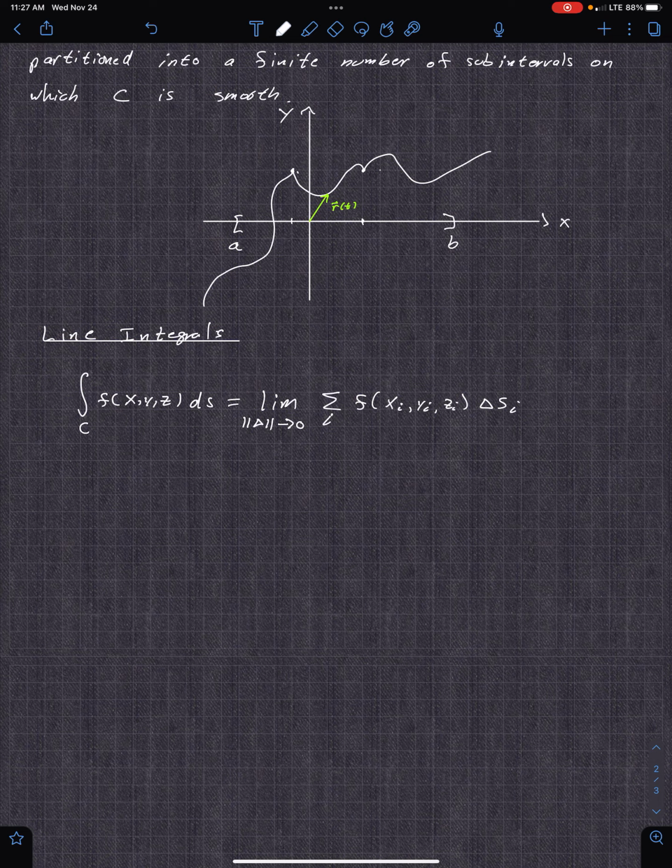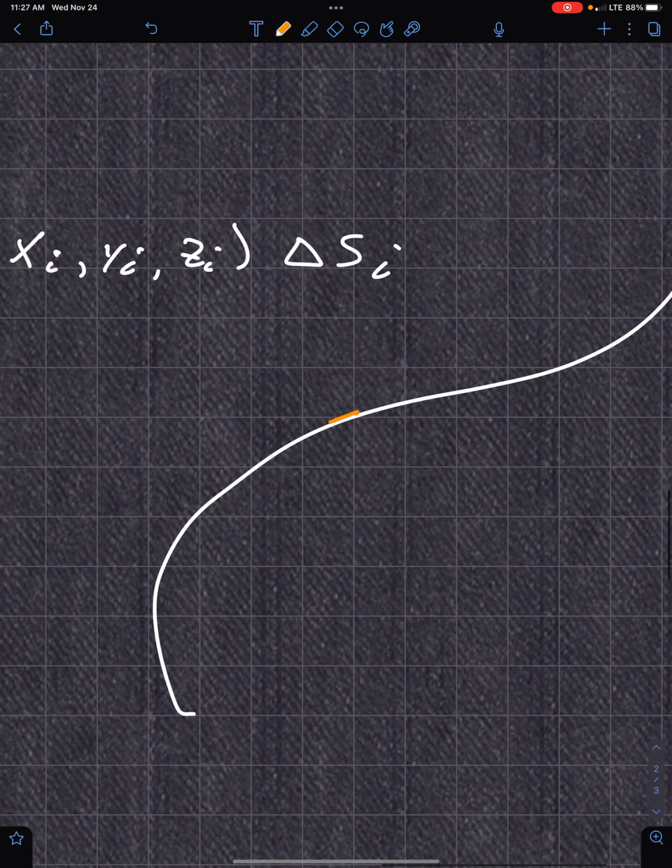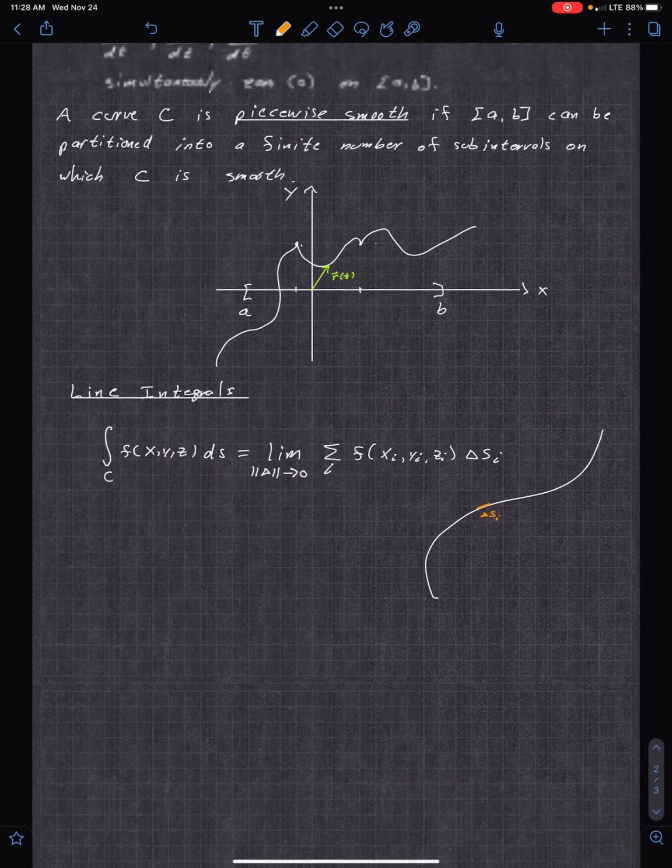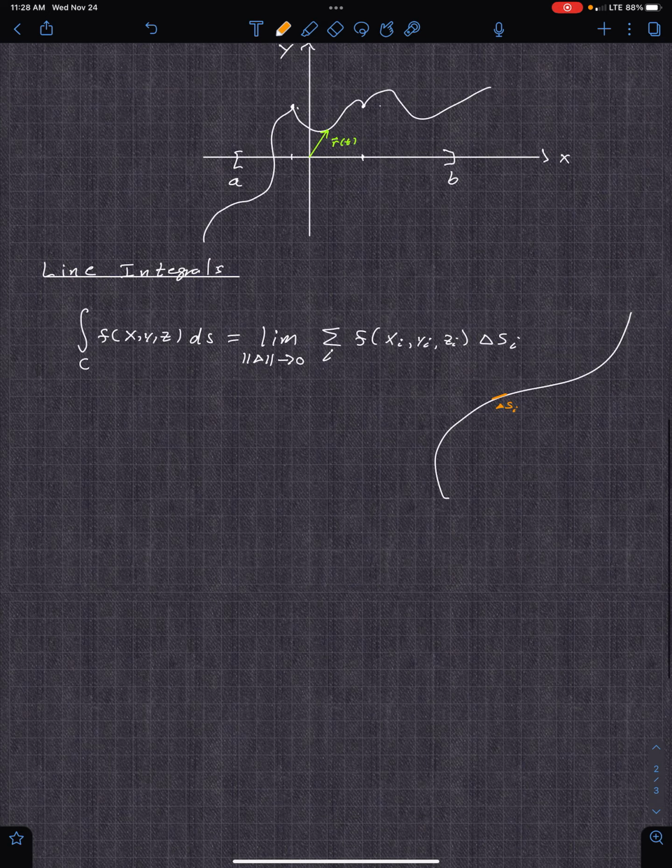And so what you're doing is you're taking some curve and you're adding up each of these little ds's, these little subintervals. That's your delta s, the length of that. Your delta s is that length, but it could be arced like that, so it could be curved. So that's your delta s sub i. Now how to calculate that, we will define that.